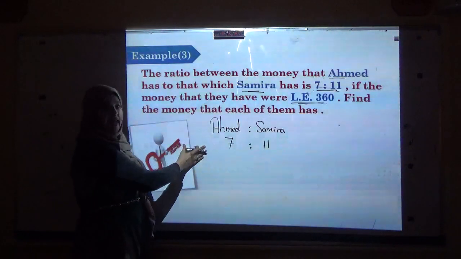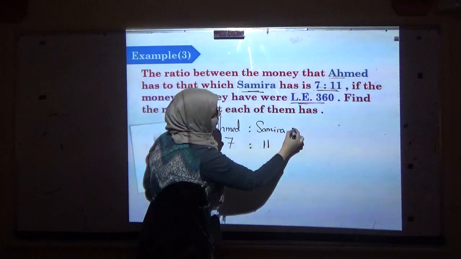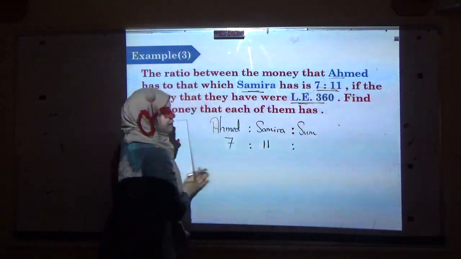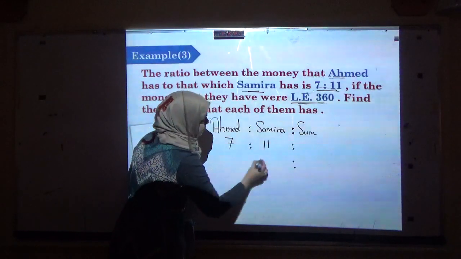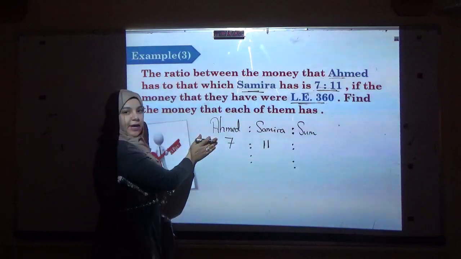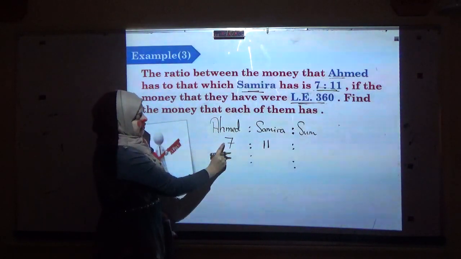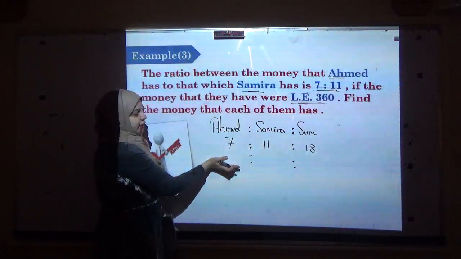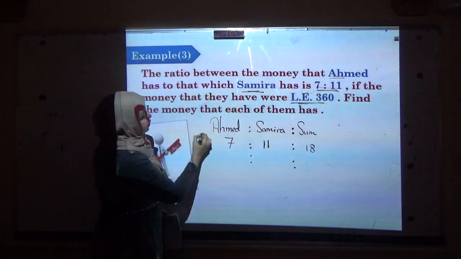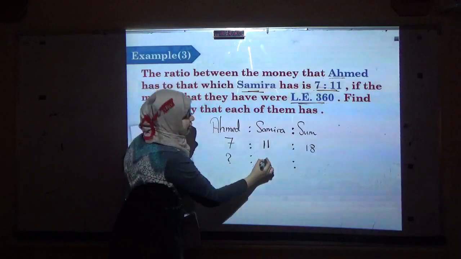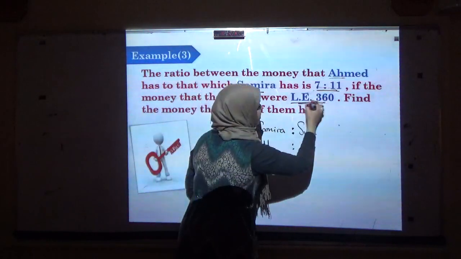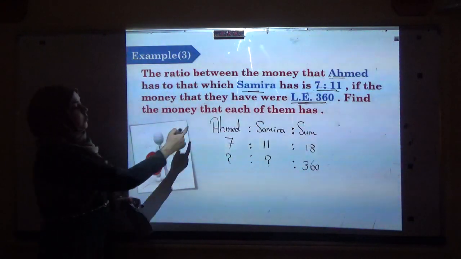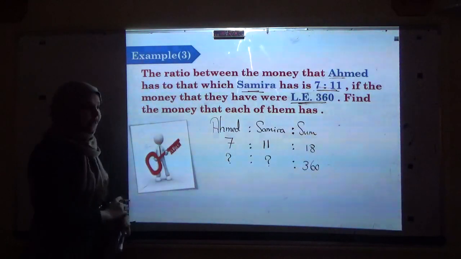So we don't know what Ahmed has or Samira, so we need to add the sum because he gave us the sum of the money that they have. Okay, this line we write the ratio, okay? So we should add the ratio 7 and 11. 7 plus 11 equals 18. Okay? And the third line we add the real value. We don't know what Ahmed has, so put question mark. Samira, question mark. And he gave us their sum 360.